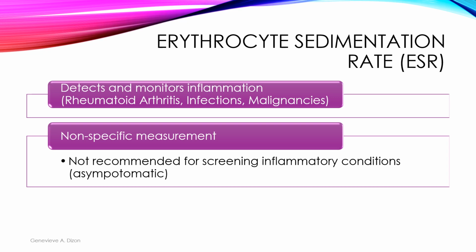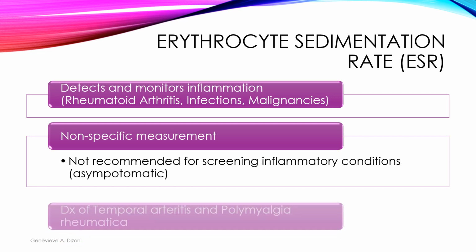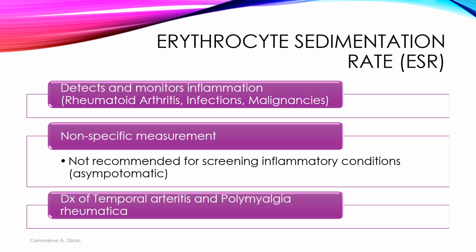That means it cannot definitively be used as a diagnosis for conditions because it gets elevated in inflammatory conditions. That is why it is not recommended for screening inflammatory patients that are asymptomatic, because it is low in specificity and low in sensitivity. But there is an exemption to this non-specific rule of ESR. There are 2 conditions where ESR may be used as a definitive diagnosis, and these are temporal arteritis and polymyalgia rheumatica.